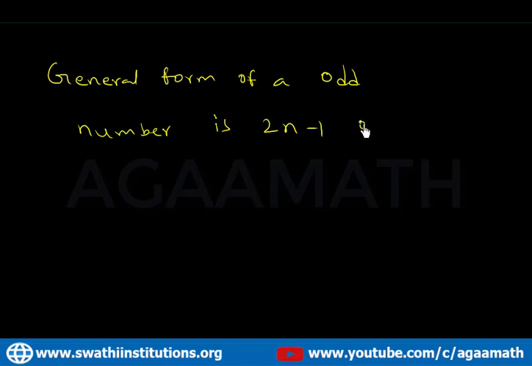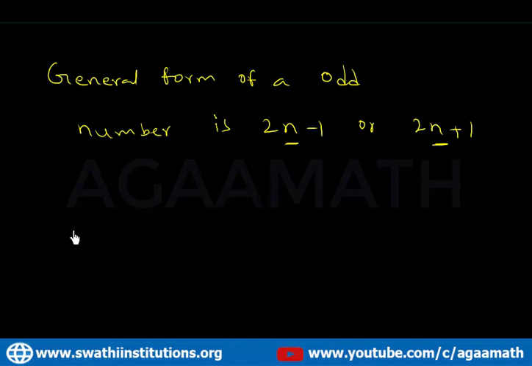or else 2n plus 1. You can even check that 2n plus 1 is also a general form of an odd number. In this case, here n is a positive integer and here n is a whole number, which is the difference in condition. But both are the general form of odd numbers with slightly different conditions.